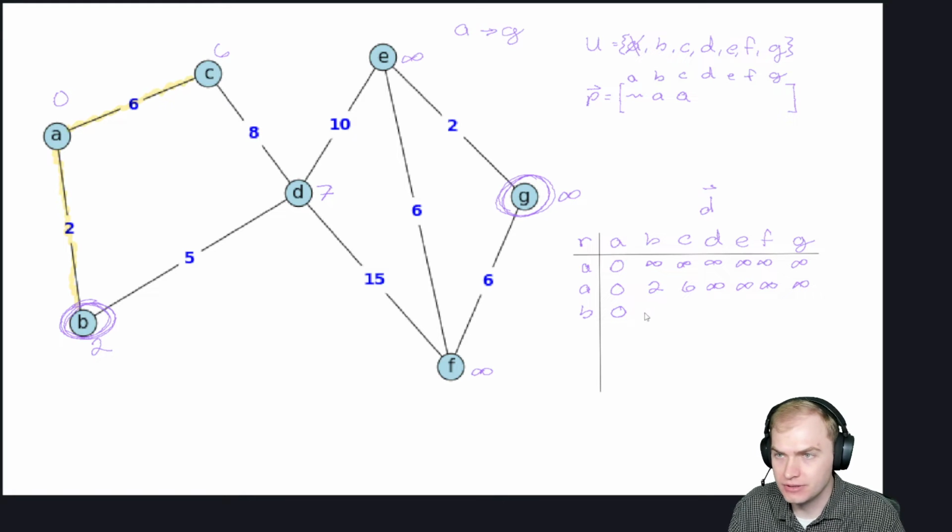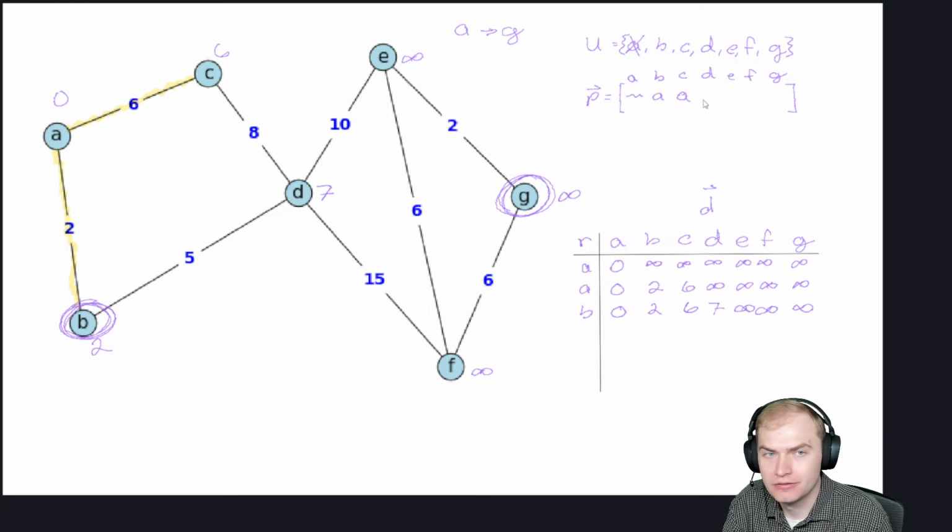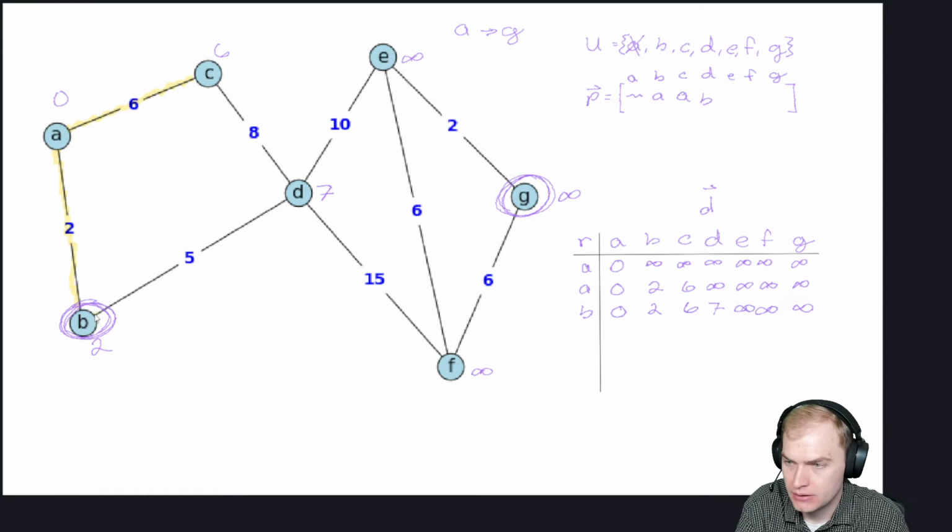A has already been visited. We don't need to update it. B is current. We don't need to update it. C is not adjacent. We can't update it. D is now 7. Everything else is still infinity. And the prior of D is B. So I'm going to highlight that edge. Then B has been visited, so we mark it out of the unvisited set. Let's do it again.